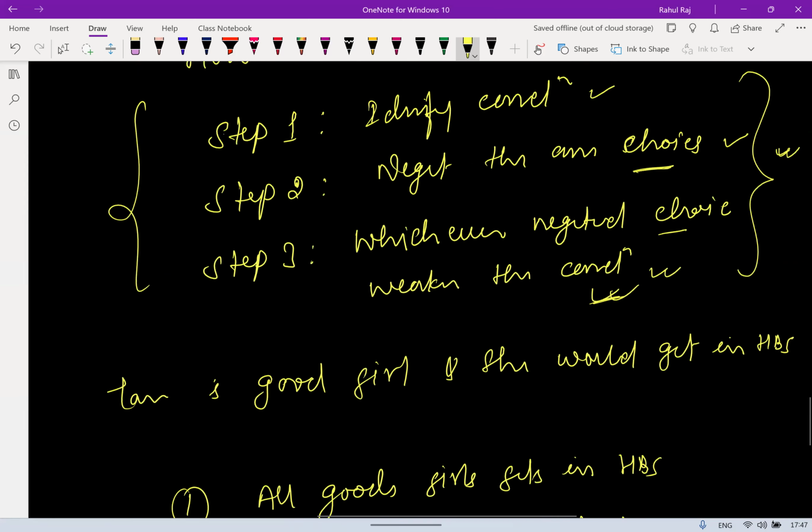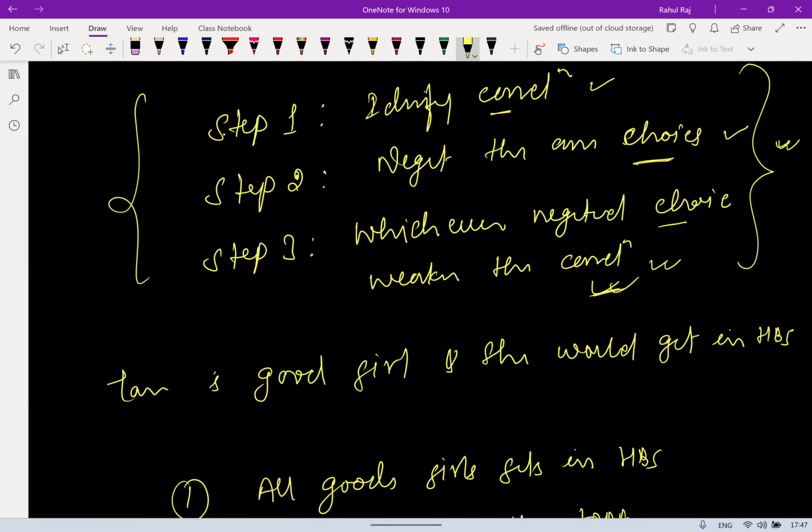Now, what was my logic? My logic was to first identify the conclusion. So I'm just solving with respect to all these steps. Tara is a good girl. She would get into Harvard. This is my conclusion. Everyone agreed?